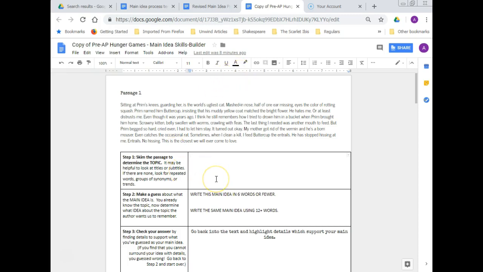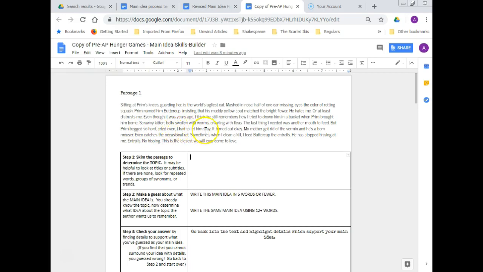So it says, sitting at Prim's knees, guarding her, is the world's ugliest cat. Mashed in nose, half of 1 ear missing, eyes the color of rotting squash. Prim named him Buttercup, insisting that his muddy yellow coat matched the bright flower. He hates me, or at least distrusts me. Even though it was years ago, I think he still remembers how I tried to drown him in a bucket when Prim brought him home.